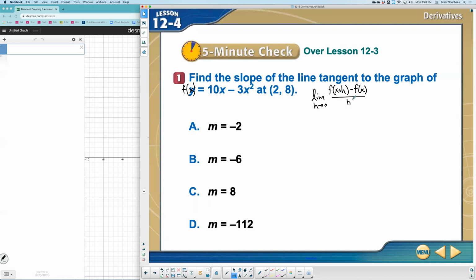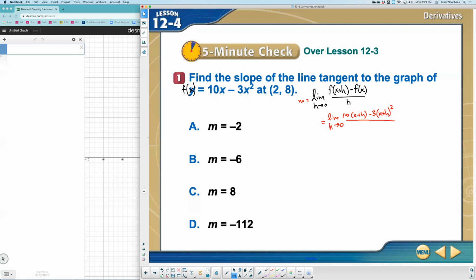at any one point. And so what we learned to do last class is substitute in our values here, and this would be the slope. Let me say m equals the limit as h approaches 0. I'm going to plug in x plus h everywhere I see the x in this equation. That would be 10 times x plus h, minus 3 times x plus h quantity squared.